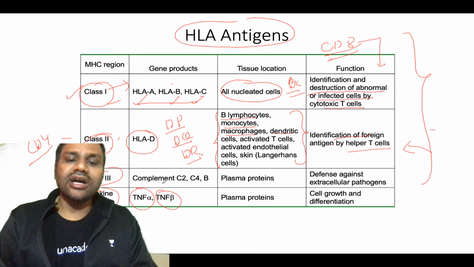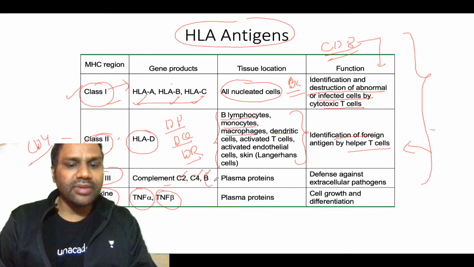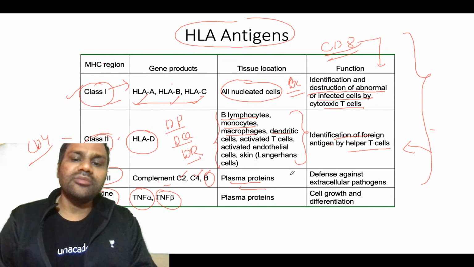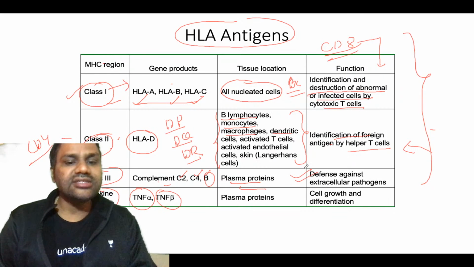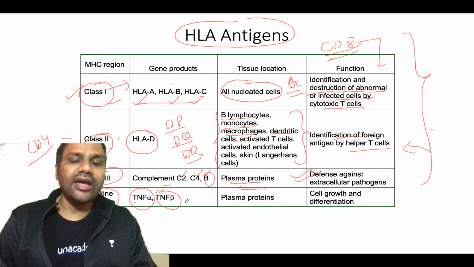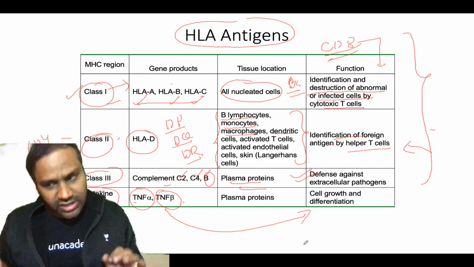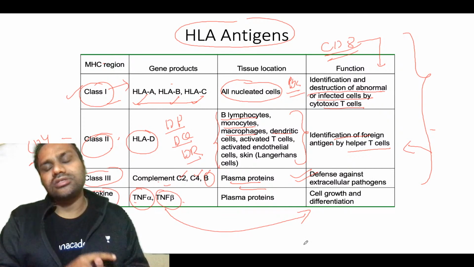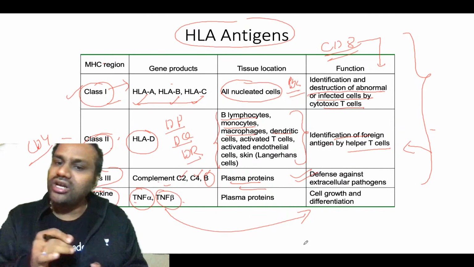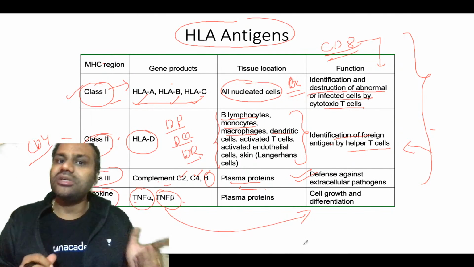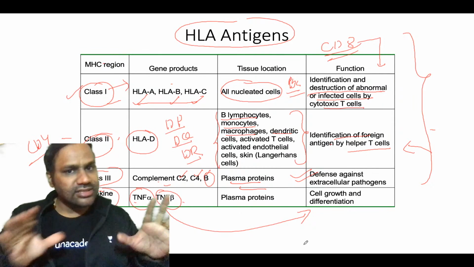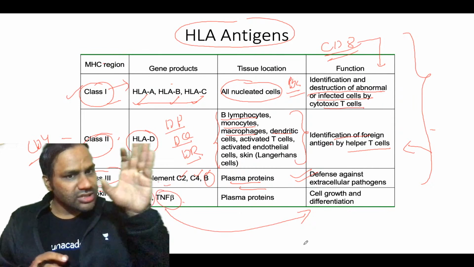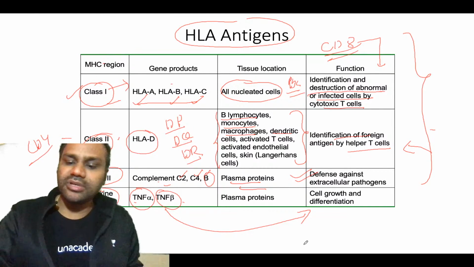Class 3 includes the complements C2, C4 and complement B. Their tissue location is the plasma proteins, and their function is defense. TNF alpha and TNF beta are responsible for cell growth and differentiation. You need to know this, and also see the structure of MHC class 1 and MHC class 2 in your Robbins. Go back to your Robbins and look at it now so that this part of immunology gets revised with this topic.